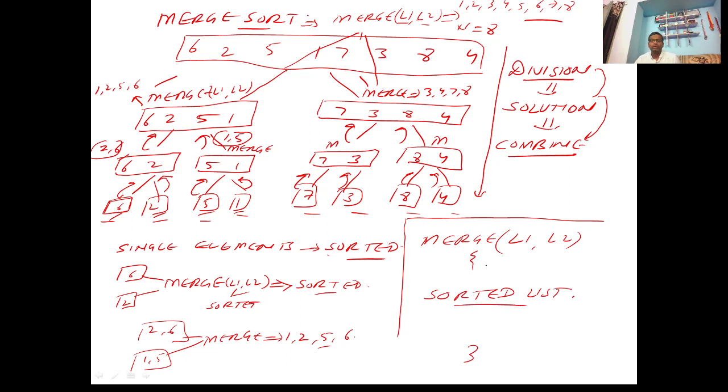Fine. So we know the solution part, we know how the solution is going to work. Now what we need to do is just a division approach, how the division of these n elements towards the single elements list is going to be made. So this is our next task.